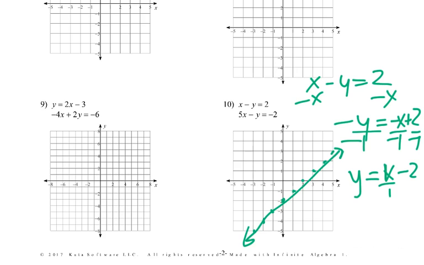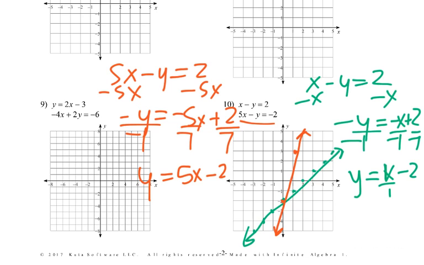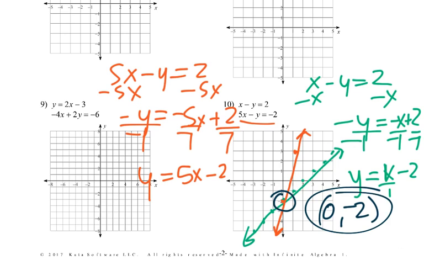Okay, then the second problem, same idea. 5x minus y equals 2. Subtract 5x. Negative y equals negative 5x plus 2. Divide by -1 to get that y to be a positive. Y equals positive 5x minus 2. So it starts at the same place, but now we're going up 5 to the right 1. Okay, we see that where they intersect is actually the y-intercept. So 0, -2 is the solution.